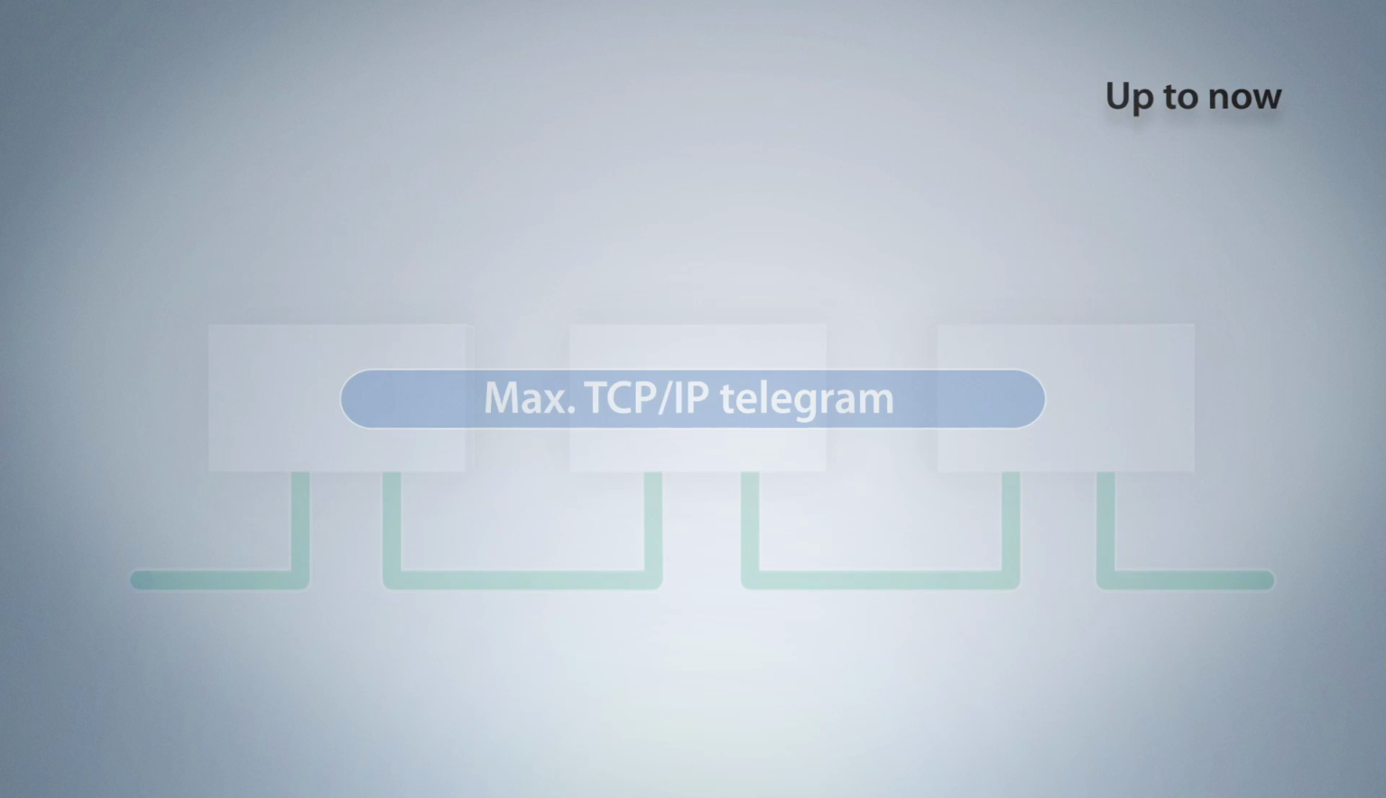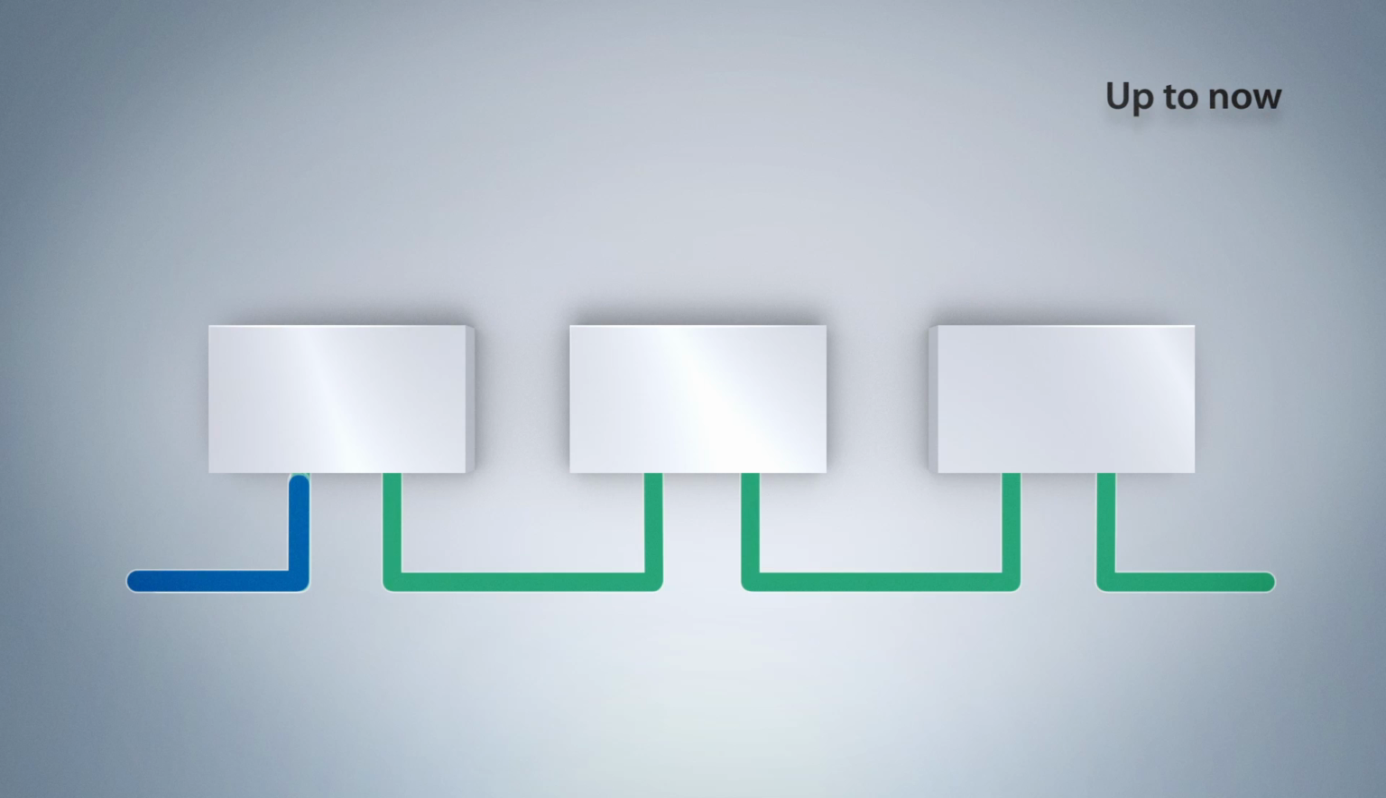Transmission of a complete standard Ethernet frame with TCP/IP data takes up to 125 microseconds. The cycle time for PROFINET data, therefore, cannot be reduced indefinitely.